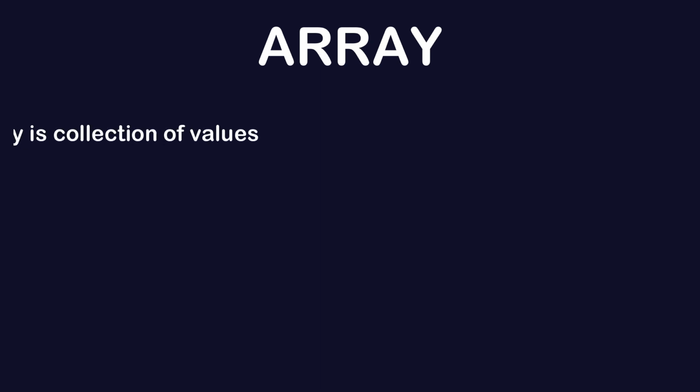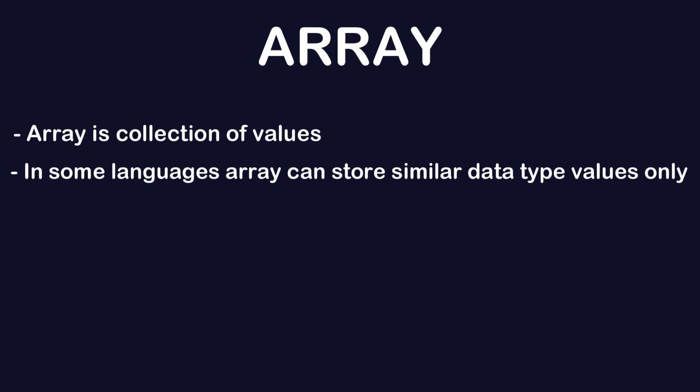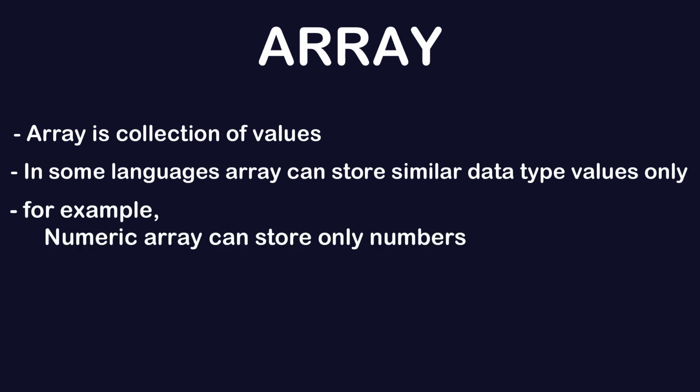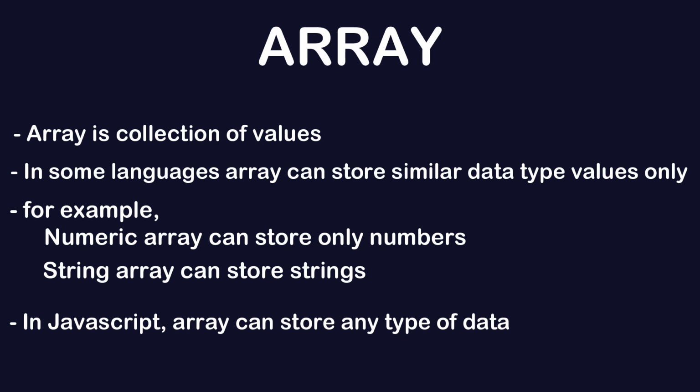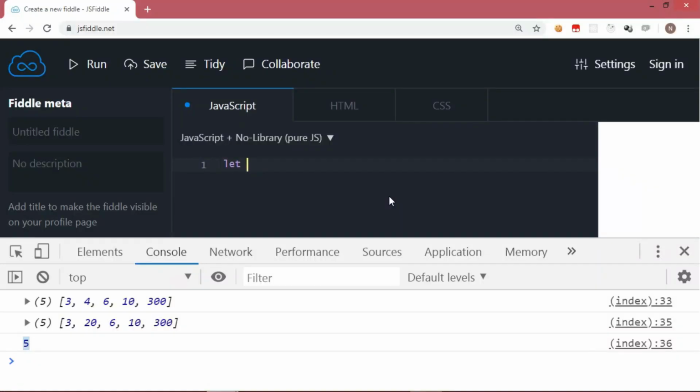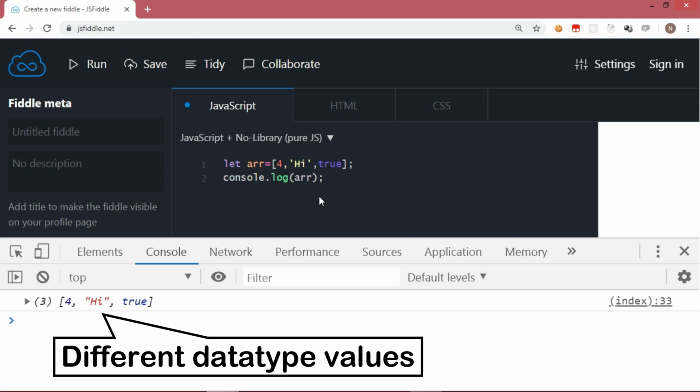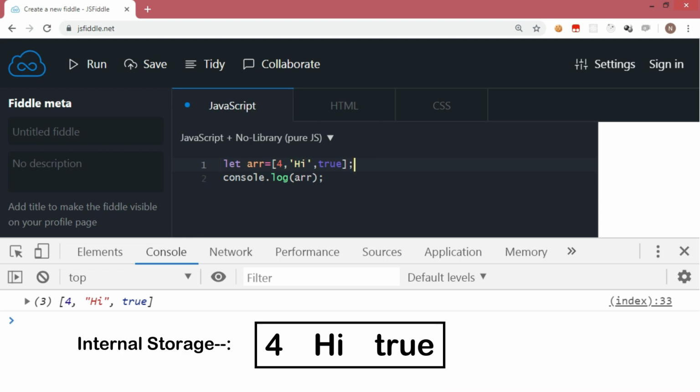By definition, an array is a collection of values. In some languages, an array can store similar data type values only. For example, a numeric array can store only numbers and a string array can store only string values. But in JavaScript, an array can store any type of data. For example, we can create an array ARR which can store a number, maybe a string, a boolean, and whatnot. Let's try to display the value of ARR, that's the name of the array. If we run it without any error, it is showing all the elements. So we do not have a type-fixed array in JavaScript. We can store any value.